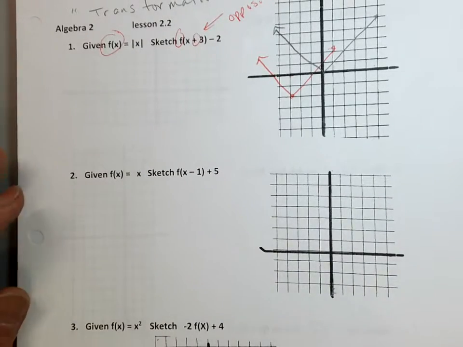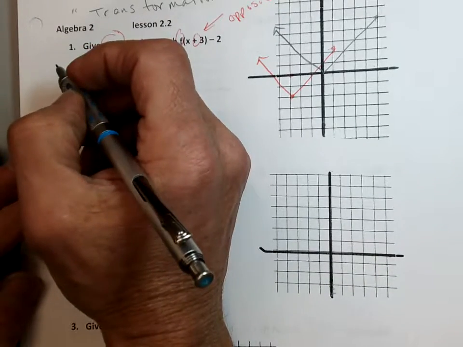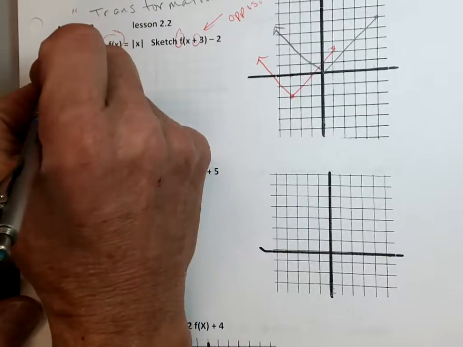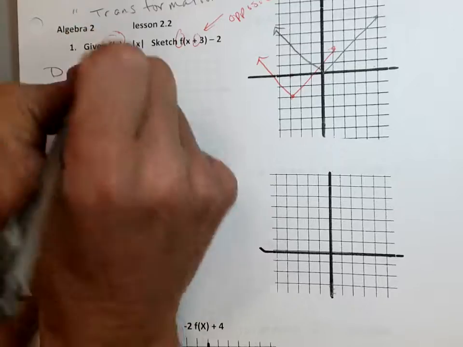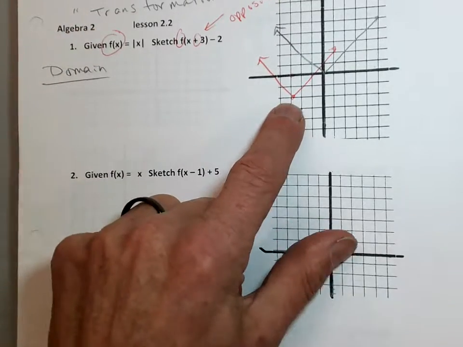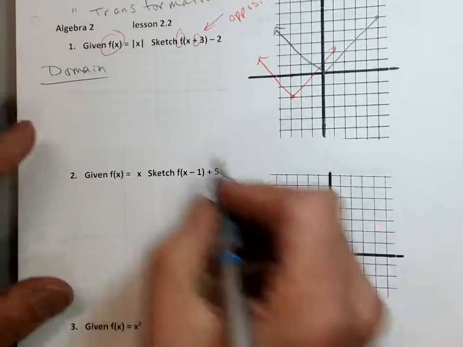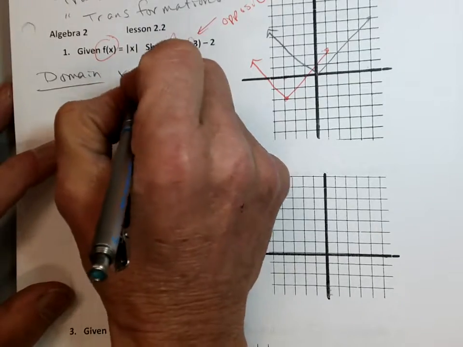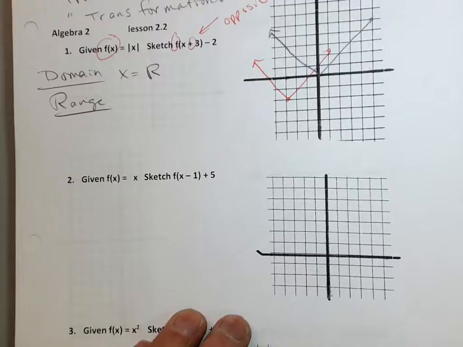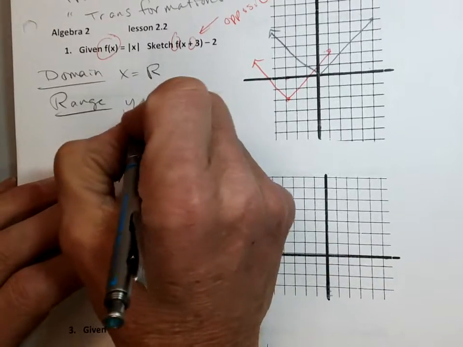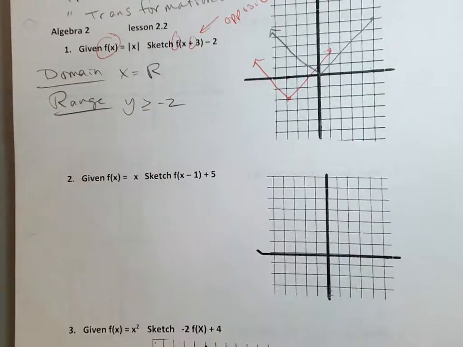Now, let's talk about domain. I haven't talked about domain and range yet, have I? We talked a little bit about domain? Okay. What's the domain of this function? Good. All real numbers. And the range. What's the range? Everybody agree? Saul? You okay with that?